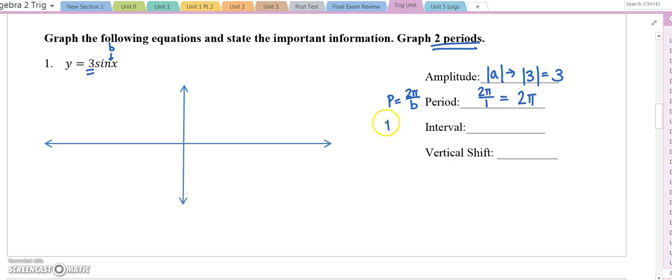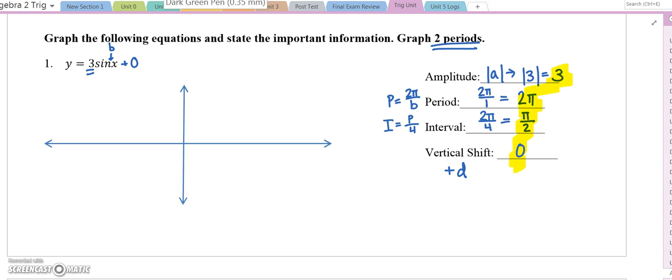The interval is always the period divided by 4, cut into fourths. So 2 pi divided by 4 simplifies to pi over 2, or 1 pi over 2 if you'd like. And then the vertical shift is the number you're adding on the end. That's the plus d that's at the end. Well, in this case, it's a plus 0, so our vertical shift will be 0. So that's how we start, just with our information here. Oops, I didn't mean to cross it out, I just wanted to highlight it for you.